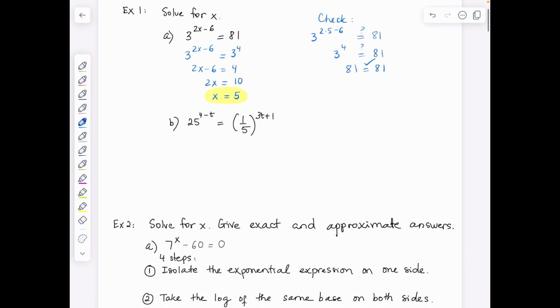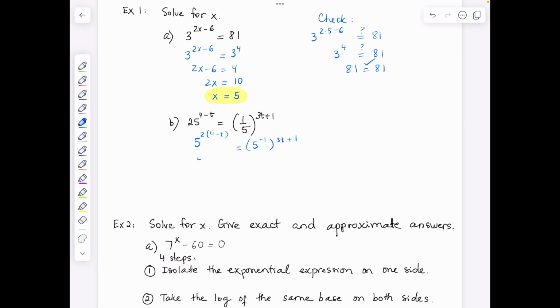Let's try another one. So we have 25 to the 4 minus t is equal to 1 over 5 to the 3t plus 1. Sometimes it might not be obvious how we can convert one to the base of the other. So then sometimes we might use a third base, which in this case is 5. Because simply I could recognize that 25 can be written as 5 squared, and then to the 4 minus t. And then 1 over 5, writing as base 5, that's 5 to the negative 1, and then to the 3t plus 1.